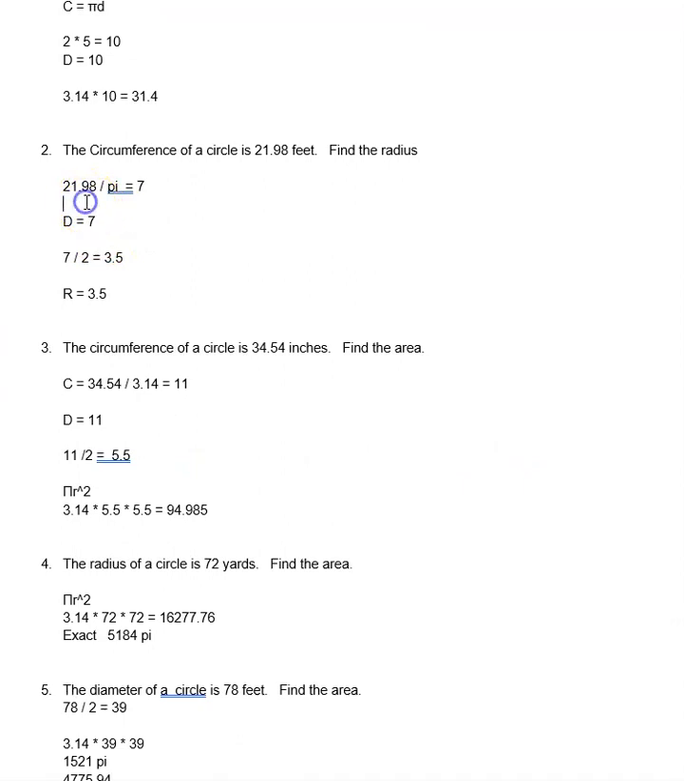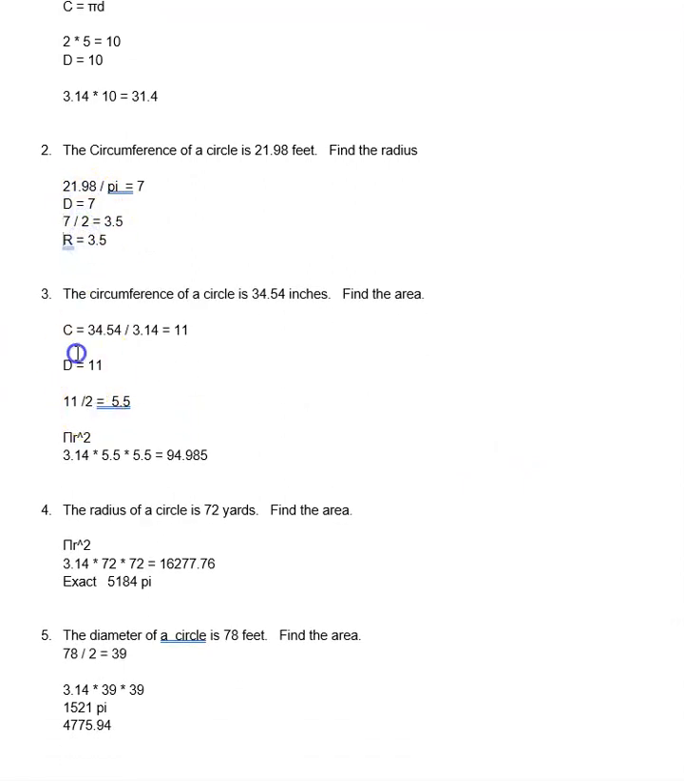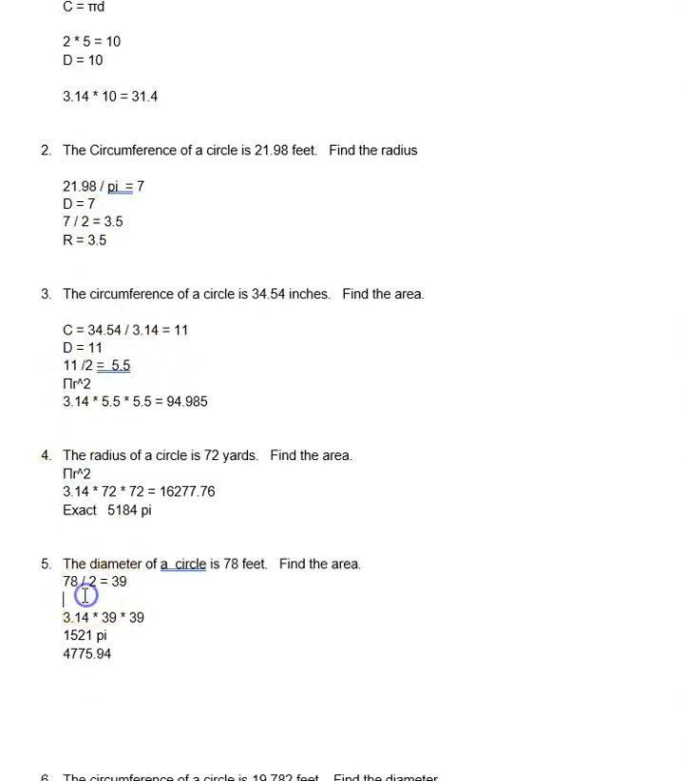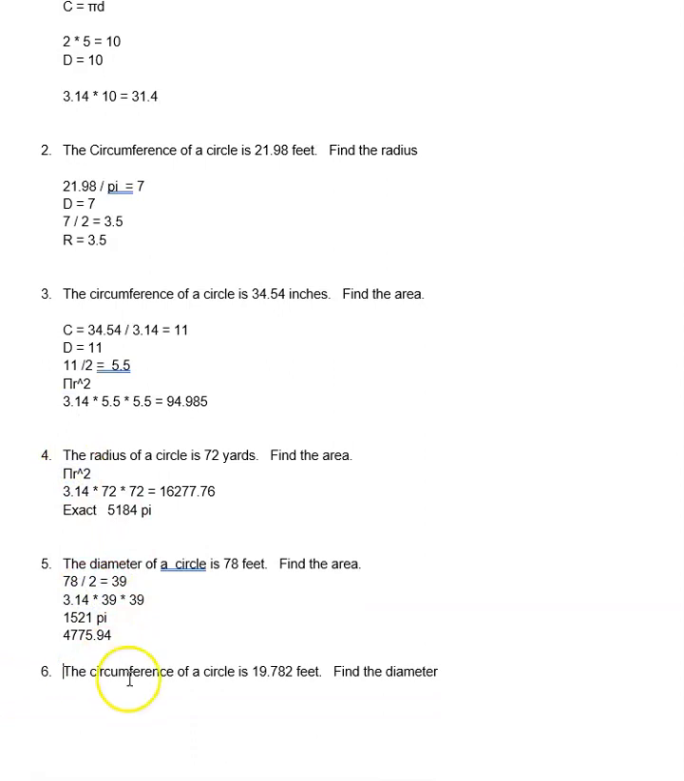Okay, and our last one says, given the circumference, find the area. So, in order to do this, given the circumference, find the diameter. So you're going to take the circumference and divide it by 3.14, and that will give you the diameter. So 19.782 divided by the pi gives you the diameter. And that's it. Circumference divided by pi is the diameter.